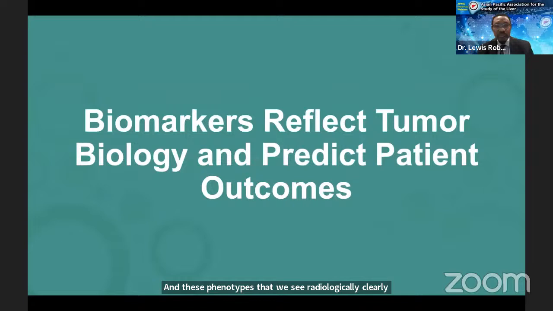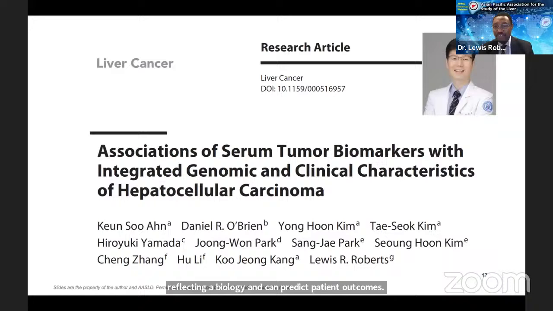And what I'd like to do in the rest of the talk is talk about three different projects that we've done that each are related to personalization and optimizing personalization of care for patients with liver cancer. And then the first project is one that shows that biomarkers reflect tumor biology and can predict patient outcomes. And this is work that was done by Dr. Kyung-soo Ahn from Daegu in Korea when he was visiting us a few years back.